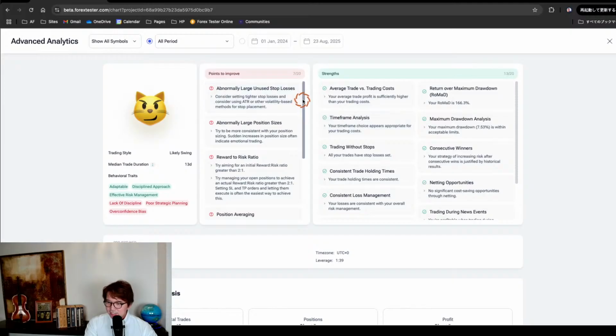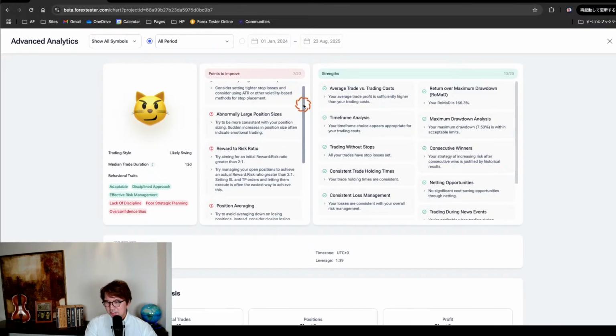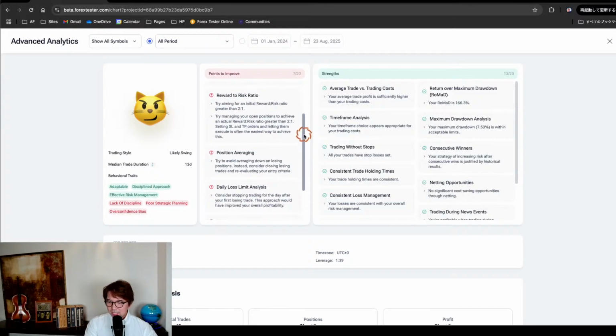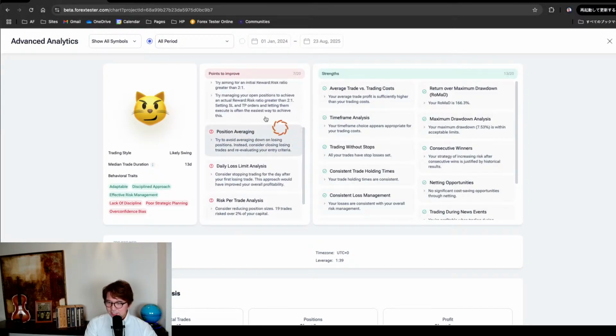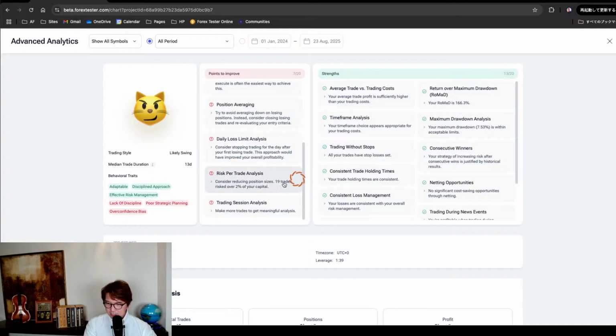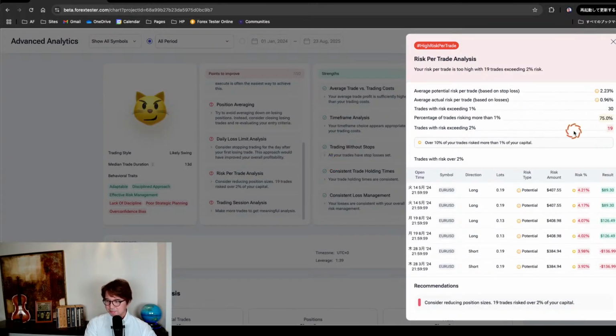Okay, stats. Looks like it's not really changed because I only took a few trades. Risk-reward ratio and position averaging, things to improve. Daily loss limit analysis, risk per trade analysis. Consider reducing position size. 19 trades risked over 2% of your capital. Right, so these are the trades I took more than 2%, 19. And more than 1%, I took 30 trades so far.